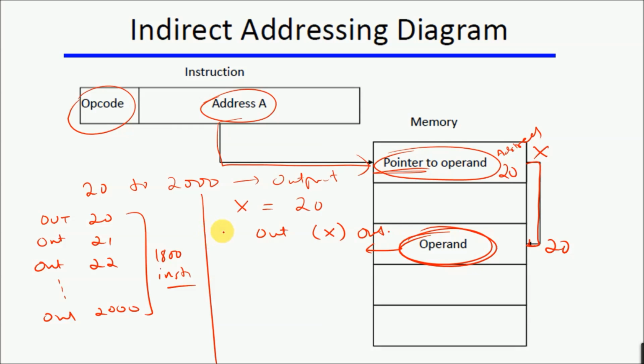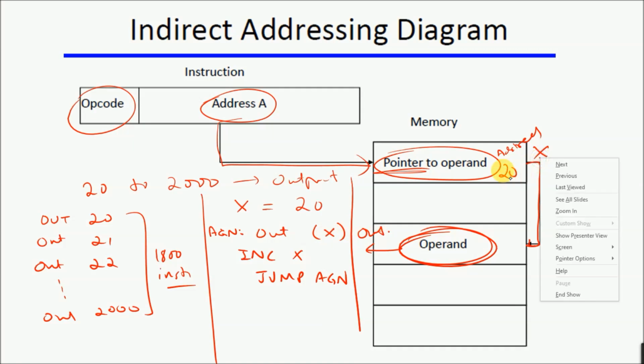And let's call the location of this instruction again. I'm going to give a label to the address where this instruction is placed. Now increment x and then jump to again. What's going to happen here? In this location x was 20, so it will go to x, then from x it will go to 20, take the operand, send it to output, and then increment x and then jump to again.